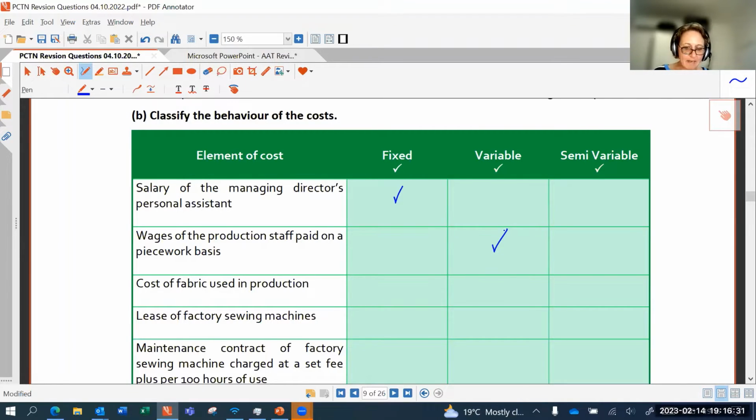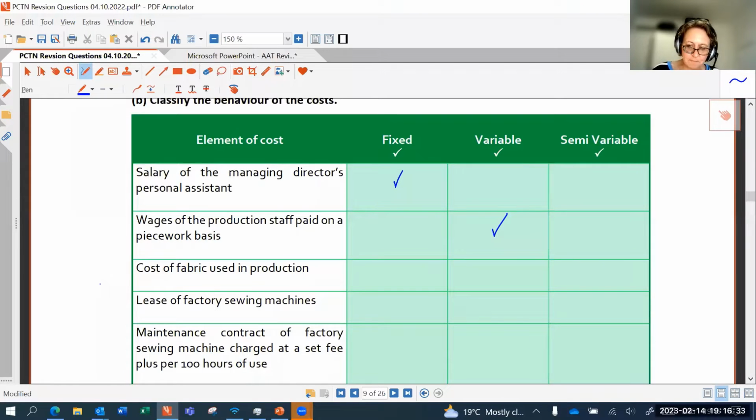And the fabric then? The fabric used in the production? You're going with a variable. Excellent. Let's say we need 2 meters of fabric to make a tracksuit. So if I make 10 tracksuits, 20 meters. Make an extra one, I need 22 meters, and so on. So it is variable. The fabric will cost the same per meter. Each tracksuit will cost the same in terms of fabric, but the more tracksuits I make, the more I spend. So it's variable.